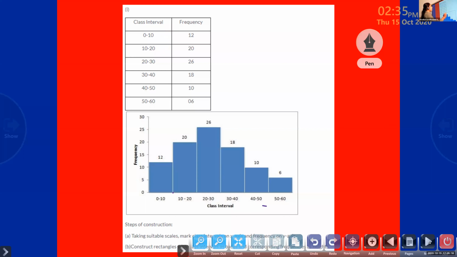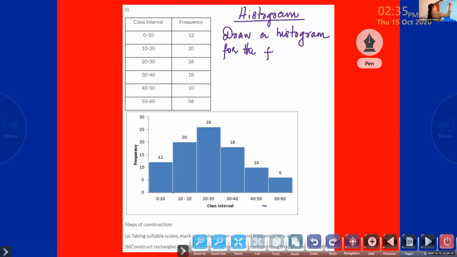Okay. So you can write the next heading as histogram, and the question is: draw a histogram for the following data. Draw a histogram for the following data. Write the question, children.